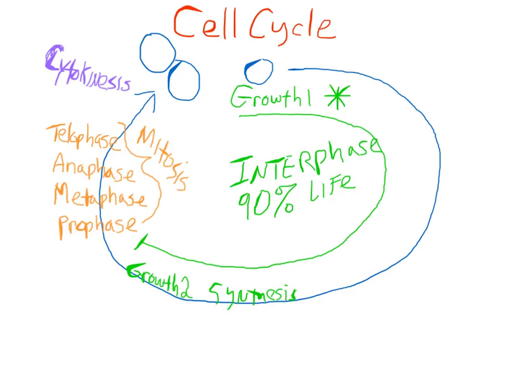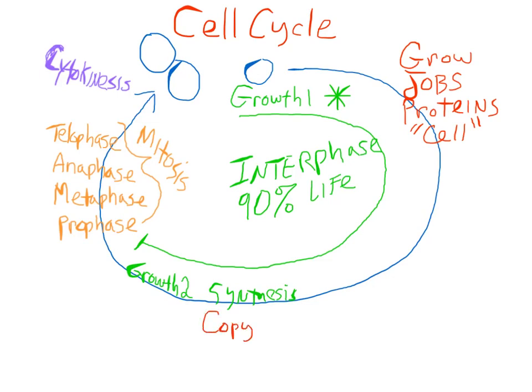Okay, in growth 1, the cell is obviously growing. It's doing all the many jobs that cells do. Makes lots of different kinds of proteins. And it's basically just kind of hanging out, being a good old cell. In the synthesis phase, the cell is making a copy of its DNA. It needs a copy because if the original cell had two chromosomes, each of the daughter cells needs to have a complete set of chromosomes.